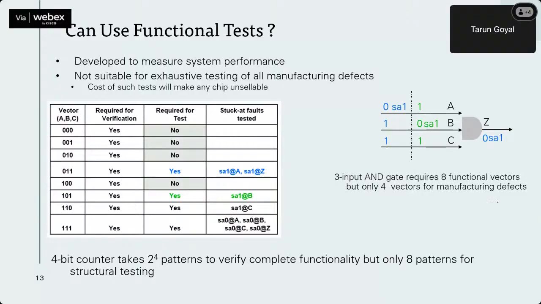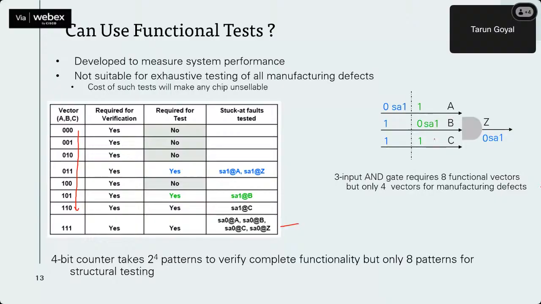Suppose I'm taking a very simple AND gate example here. This AND gate has three inputs A, B, and C, and we have the Z output. We can create a truth table with all eight possible combinations. To verify a defect, a fault, we need all these eight vectors to be there. Now we come to that.